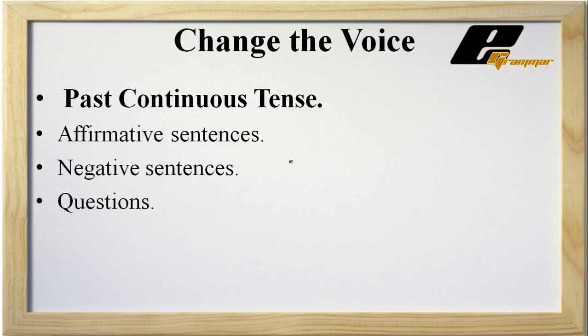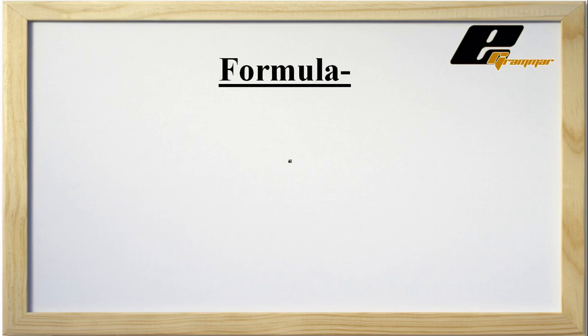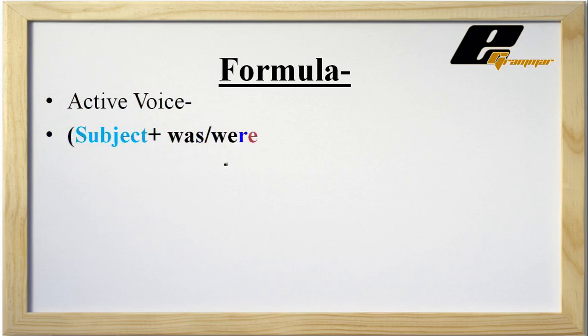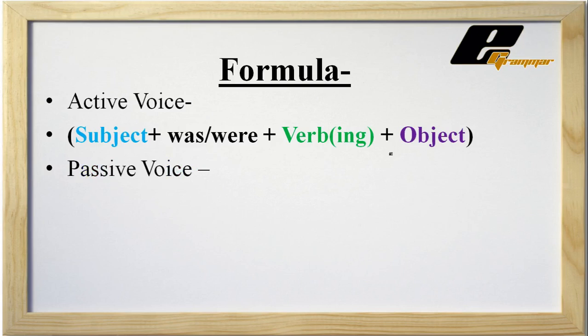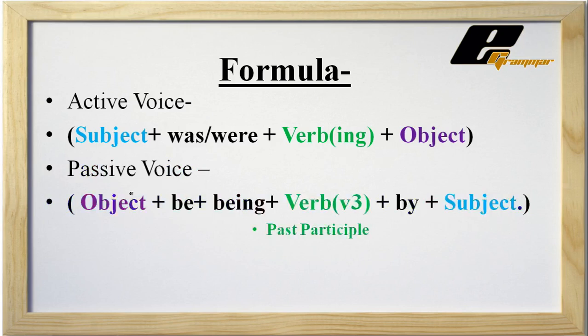Okay, now take a look at the formula first. This is how we construct a sentence in past continuous tense in active voice: subject, then was or were, depending on the subject, then the verb with ing, the base form of the verb with ing attached, and lastly the object. While converting a sentence from active to passive, the subject and object change places with each other.